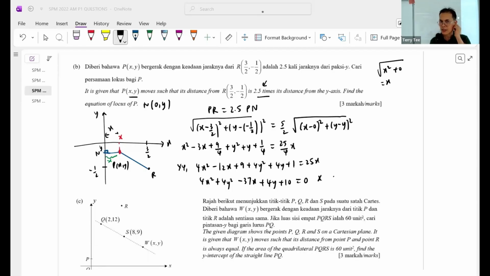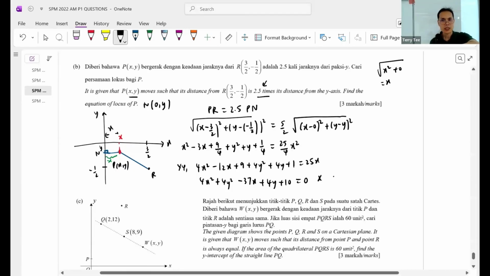Oh yeah, I made a mistake here, because when you square both sides, this is x squared. Yeah, this is x squared. Sorry, I made a mistake here. Because square root x, the more you square it, is x squared. So, okay, let me just change this.